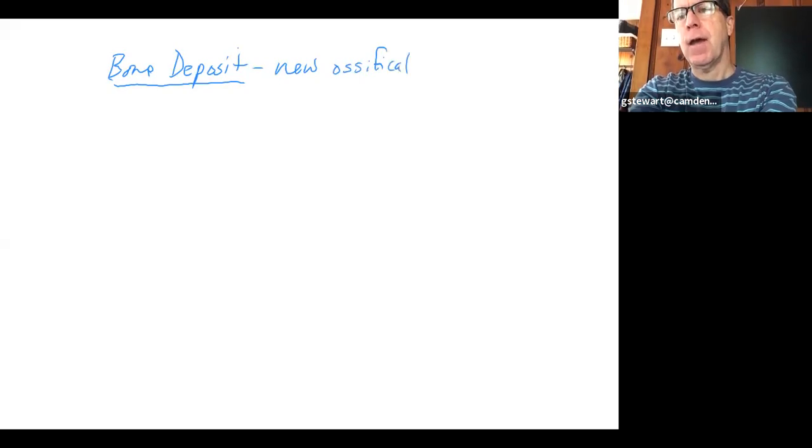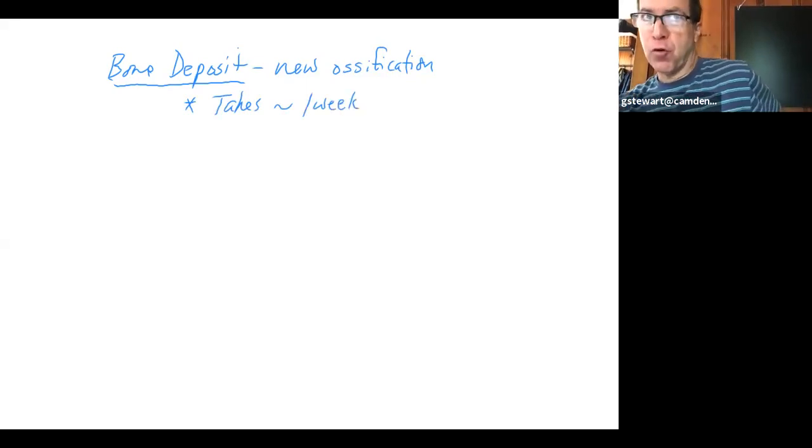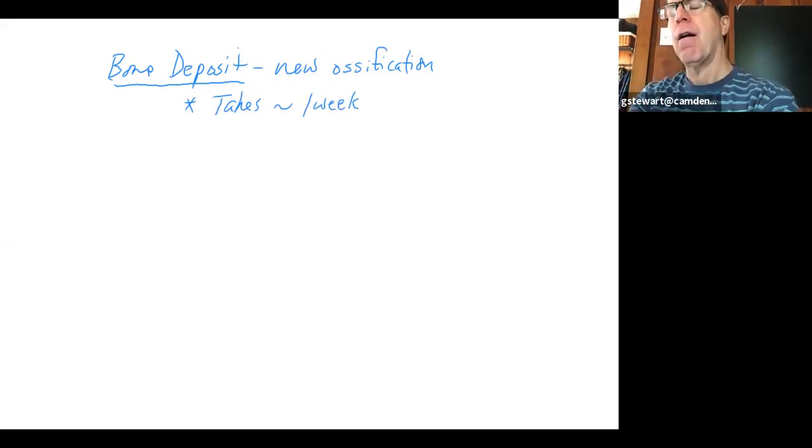ossification, and say a few things about that. You know what this means. Osteoblast activity is active, making new bone. But what I haven't said so far is that it takes about 1 week for this process, for new bone to really solidify or get hardened in the body.